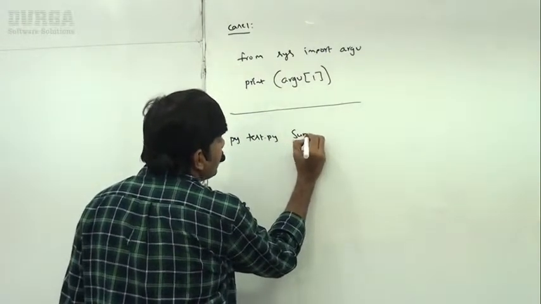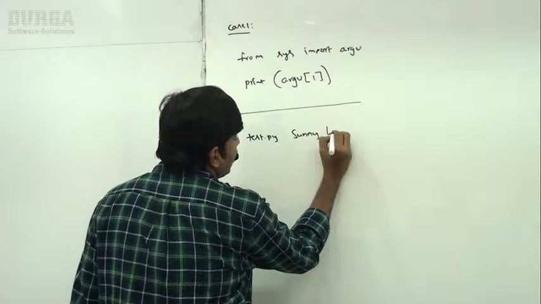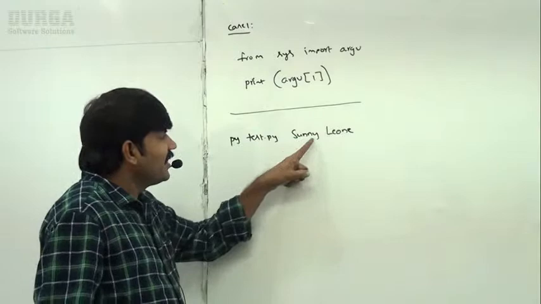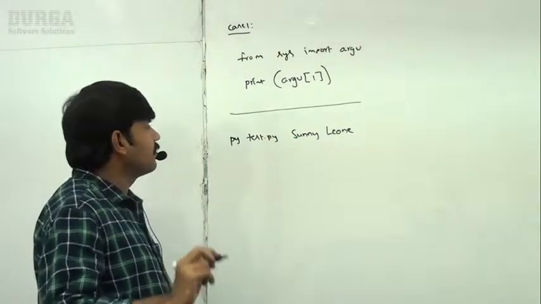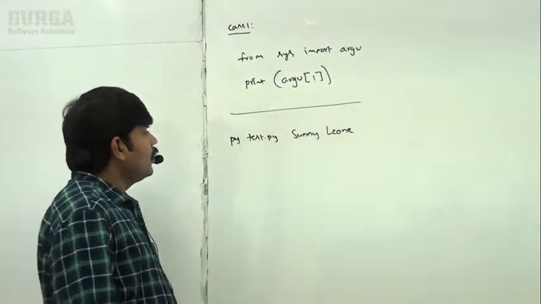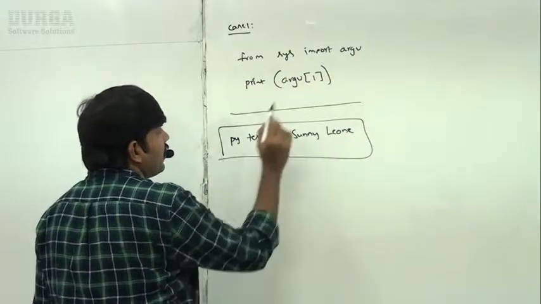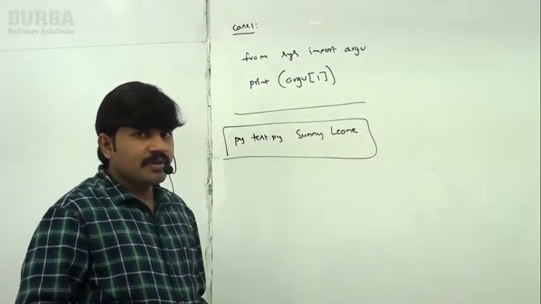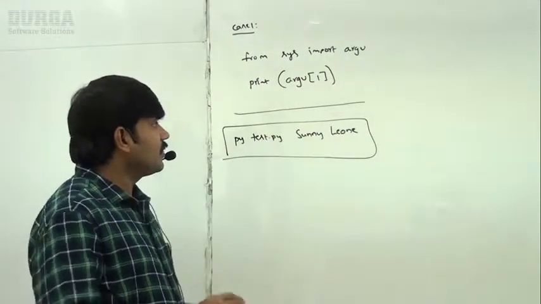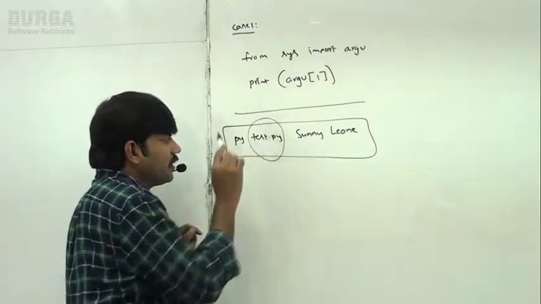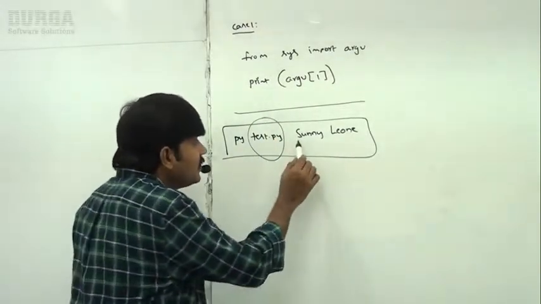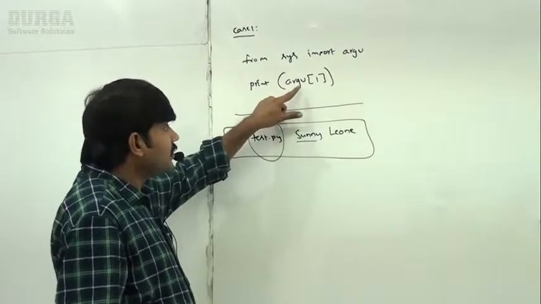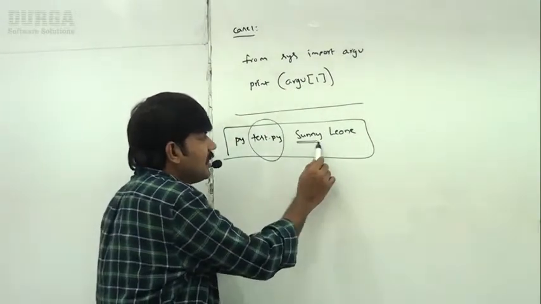do you know Sunny Leone? I'm passing, sir. Just observe. What is the name? Sunny Leone. I'm passing from the command prompt. Can you please tell, if I pass like this, what is the output we are going to get? What is the argv of 1? Argv of 0 means this one. Argv of 1 means, is it Sunny or Sunny Leone or Leone? Remember, argv of 1 means Sunny.